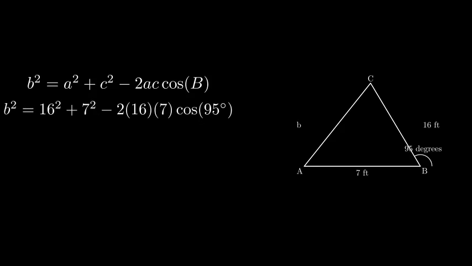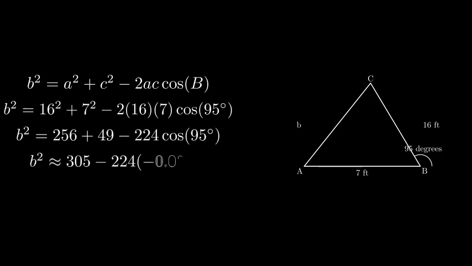Let's look at our first example. We have a triangle with sides of 7 feet and 16 feet, and the included angle between them is 95 degrees. Our goal is to find the length of the third side, b, and the measures of the other two angles, A and C. Following our first step, we'll use the law of cosines to find side b. We use the version of the formula that solves for b squared. Substituting our known values, we get b squared equals 16 squared plus 7 squared minus 2 times 16 times 7 times the cosine of 95 degrees.